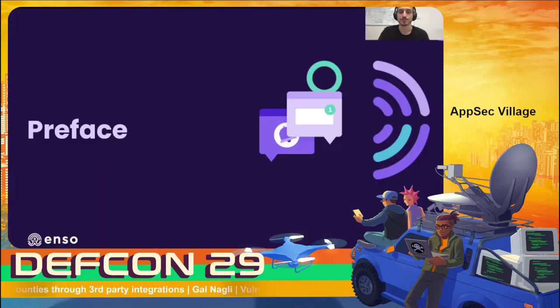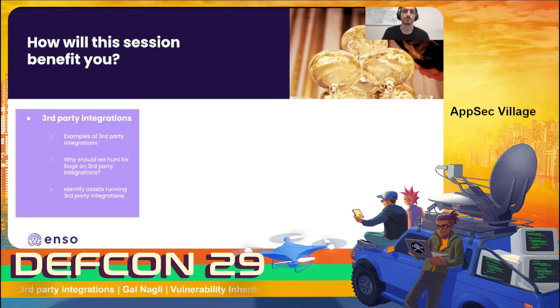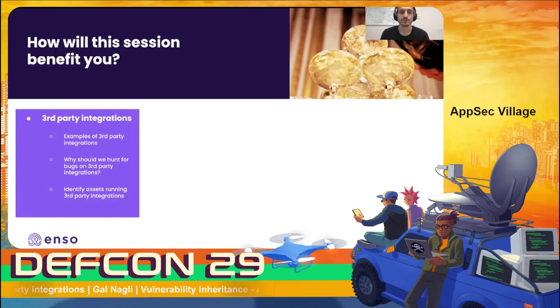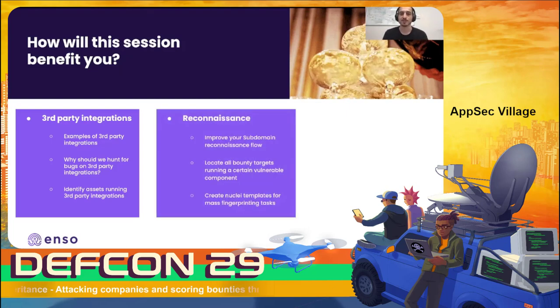So, preface for the session today. How will this session benefit you? We'll talk about third-party integrations. I'll give you examples of third-party integrations, why we should hunt for bugs on them, and how to identify assets running third-party integrations. Later, we'll go over reconnaissance: improve your subdomain reconnaissance flow, locate all bounty targets running a certain vulnerable component, and create Nuclei templates for mass fingerprinting tasks.